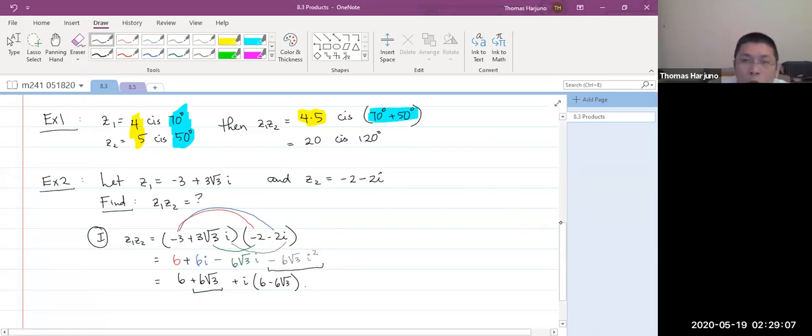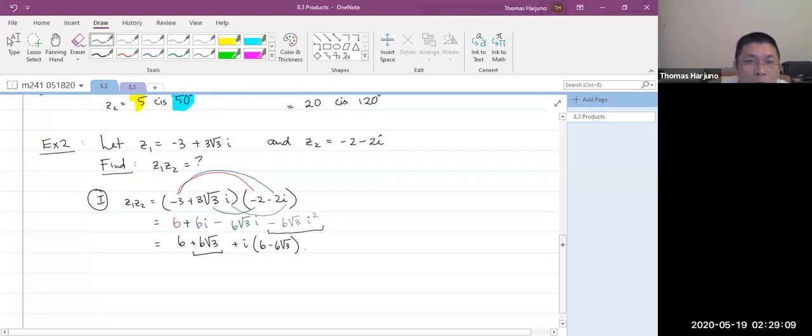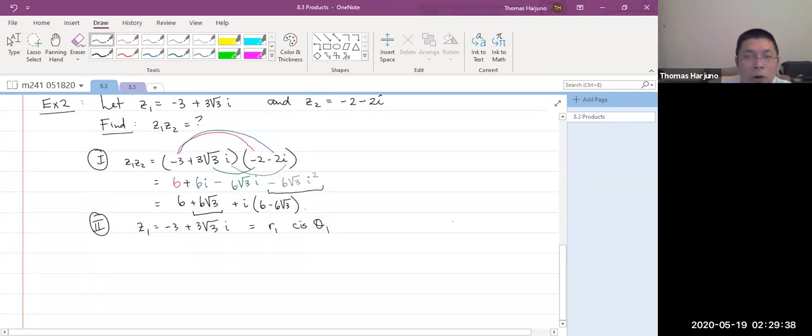We will want to confirm that we can use a similar method using polar. Okay, now what is C1? Let me ask you to do this first. C1, which is negative 3 plus 3 radical 3 i. What is the radius, and what is the angle theta? You have done this before. I would like you to do it again.